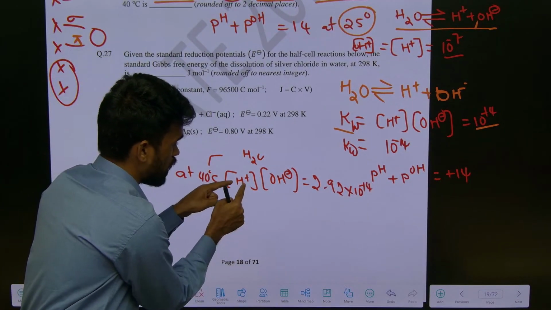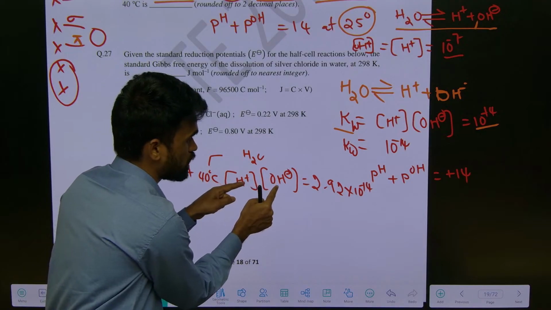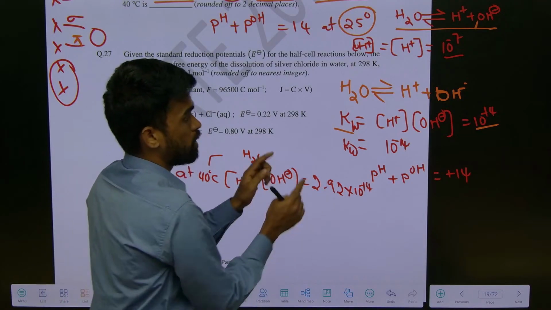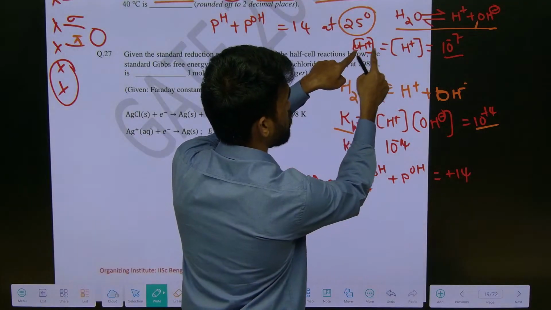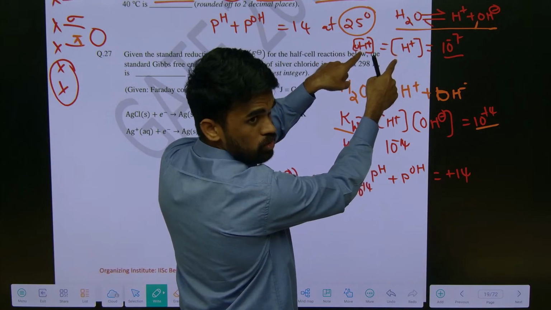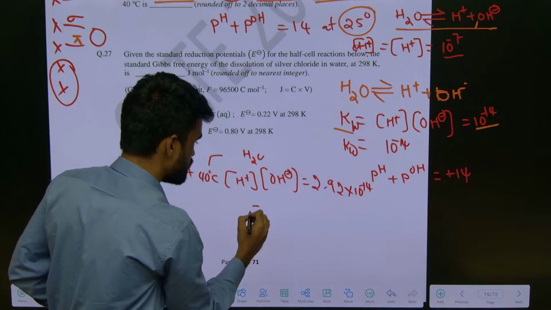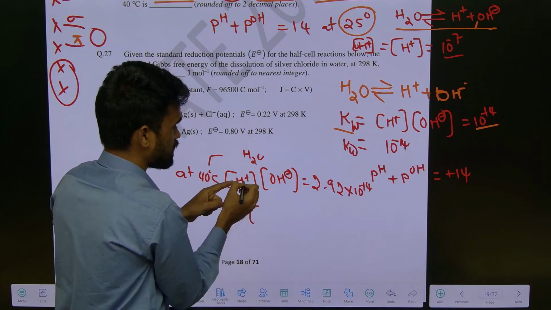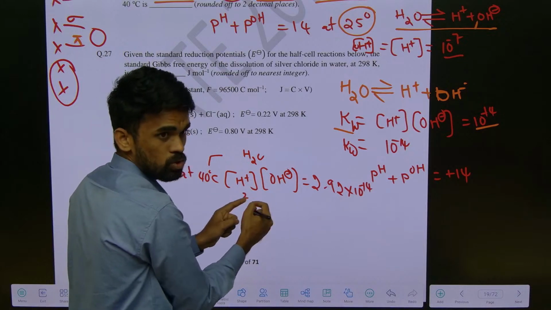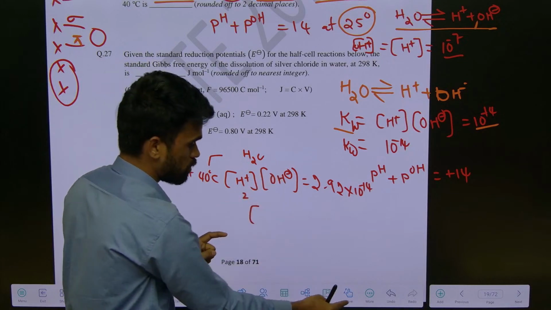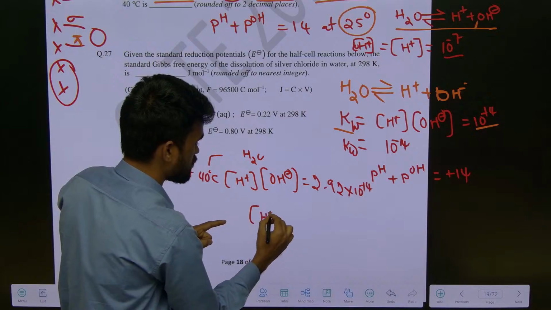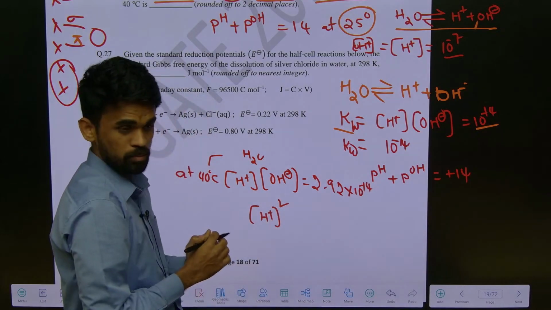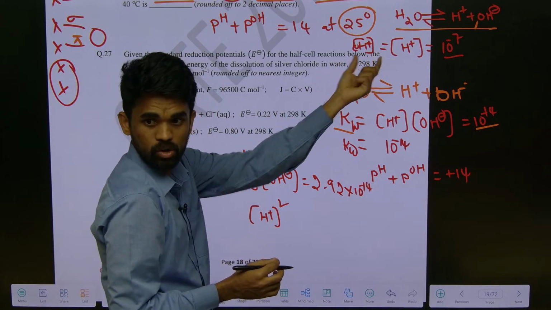See, the concentration of H plus times the concentration of OH minus, the product, is this much. But we know the concentrations of H plus and OH minus are equal. Yes or no? It means these are equal only now. Let's say this value is 2, this value is also 2. 2 into 2, can I write 2 square? Similarly, can I write the concentration of H plus ion whole square here? Because both of them are equal only now. You got what I am saying?